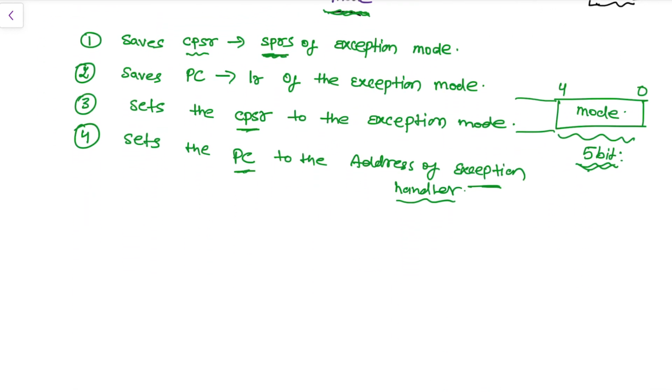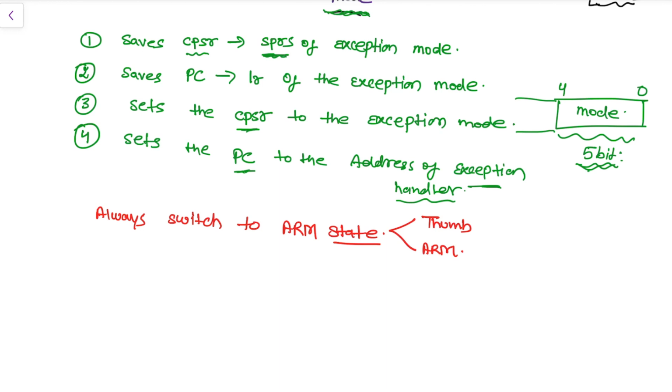One more thing I would like to highlight here is that when an exception occurs, the ARM processor always switches to ARM state. You might remember that we discussed the states earlier. There were 2 states: the Thumb state and the ARM state. So when an exception occurred, the microcontroller automatically changes its state to the ARM state.